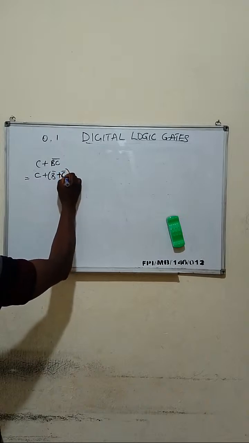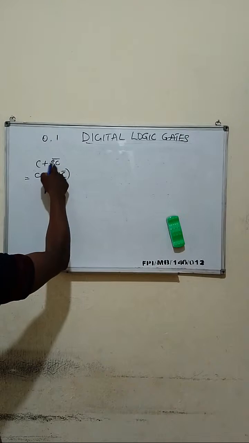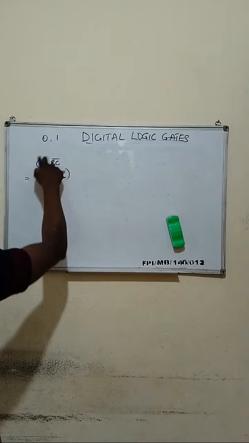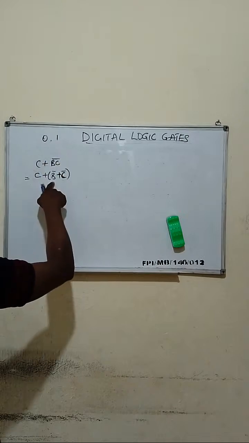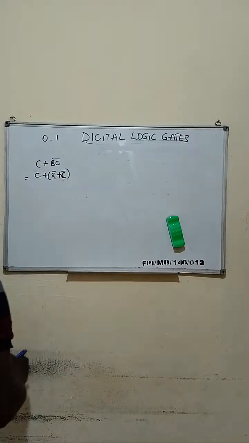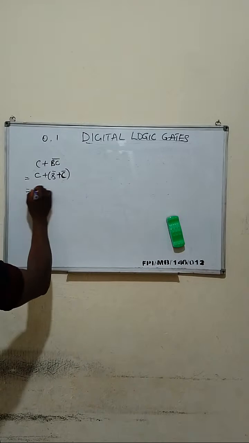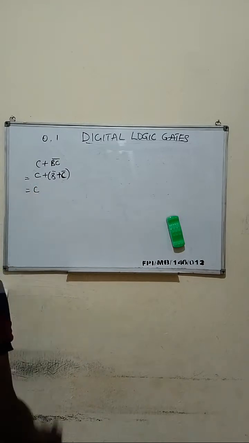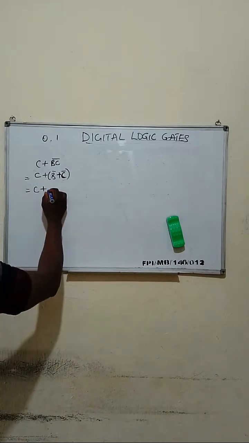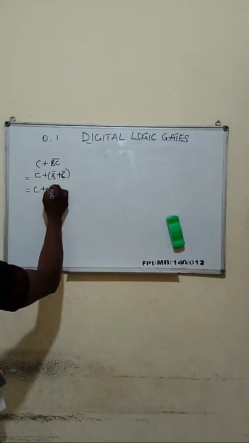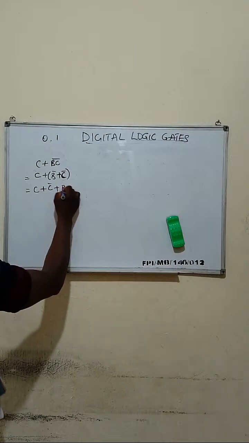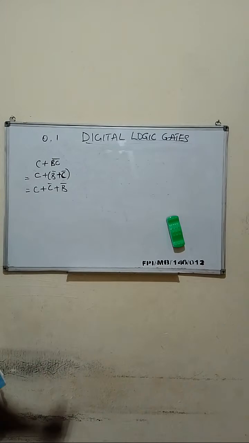De Morgan's theorem. B dot C all bar changes to B bar plus C bar. Now, when we have this, we can open these brackets and have something like a C plus C bar plus B bar. C and C bar, they can combine now because of the associative law.